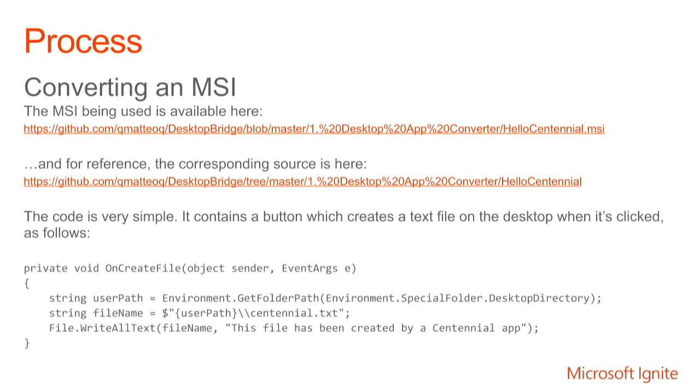So he's created a very simple Windows Forms program. All it does is it has one form with a button on it. You click the button, it runs this code. It's going to create a file called centennial.txt on the user's desktop and put that text in there. So if you want to have a look at the full source, it's there on GitHub, or you can just go straight to the MSI. So I've got that MSI downloaded, and that's what we'll use to convert.